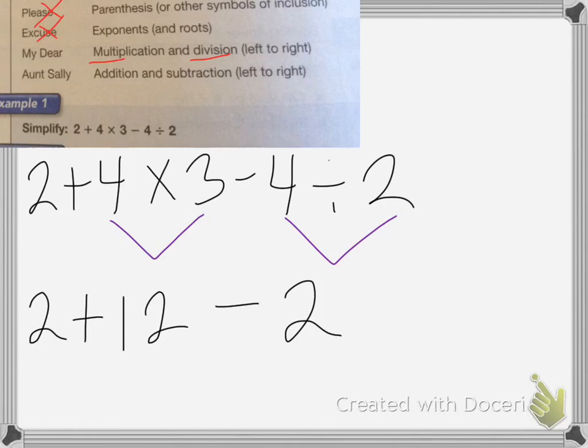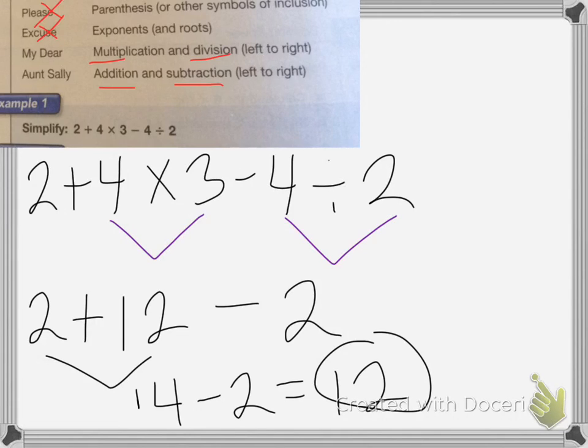The next step is addition and subtraction. So I'm going to go left to right and add and subtract. So I have 2 plus 12 is 14, minus 2 is equal to 12. So my answer is 12.